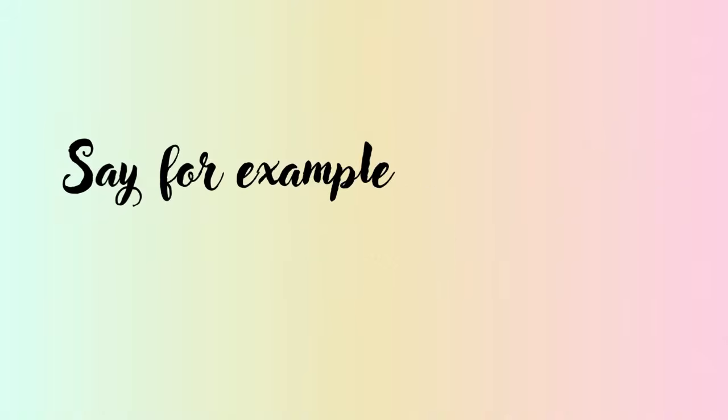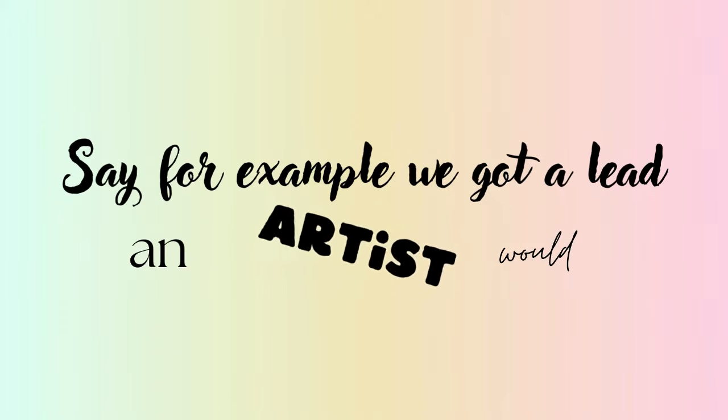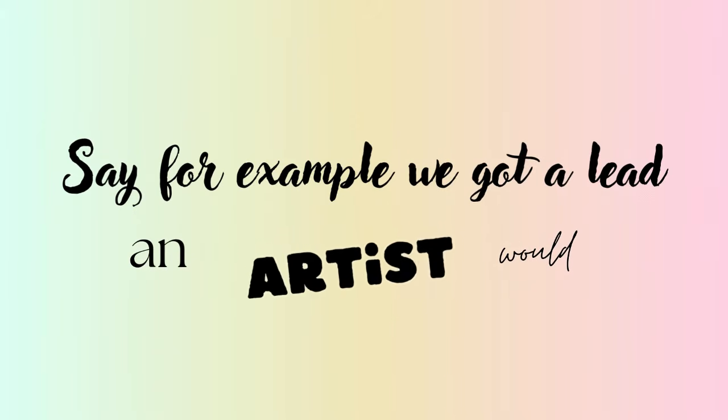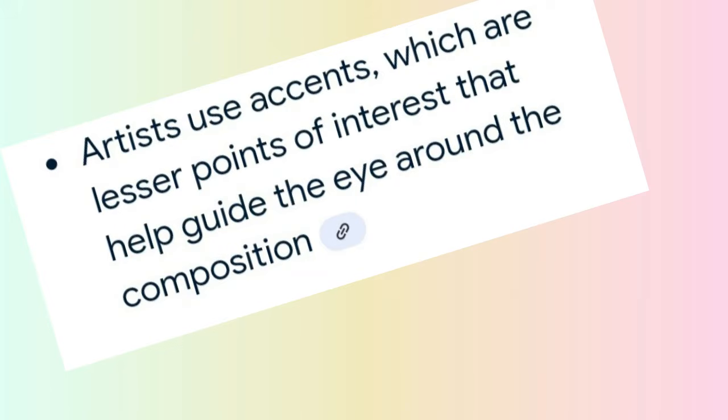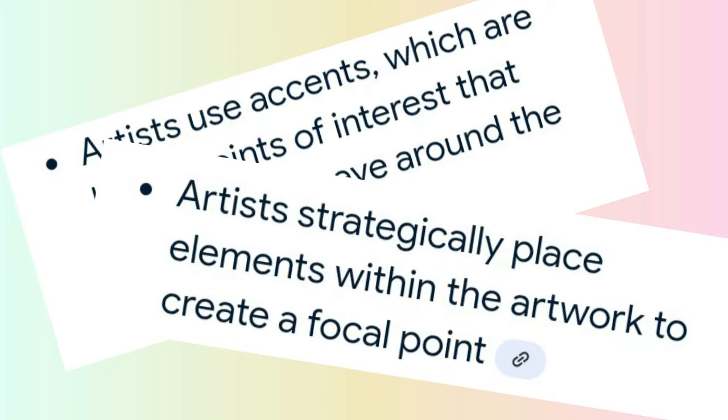It made me think, if artists use focal point, how do I know what to look for just by observation? Because a friend who has interest in this subject would justify their curiosity through an observation next time they encounter a beautiful piece. You cannot unsee it, given you remember these thoughts. Say, for example, an artist would probably use accents, which are lesser points of interest that help guide the eye around the composition.